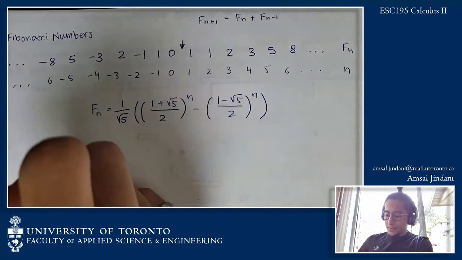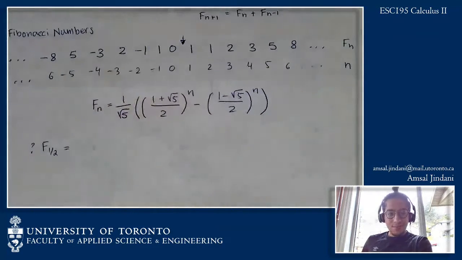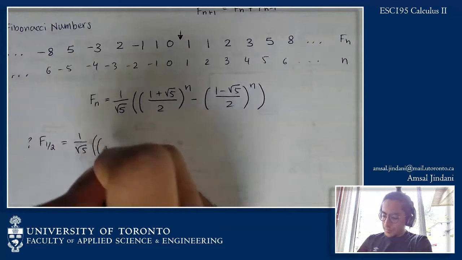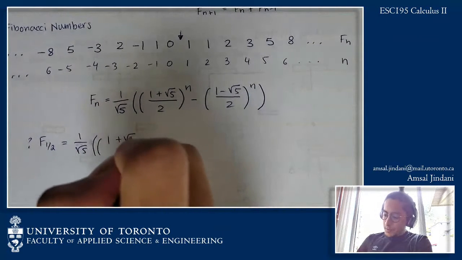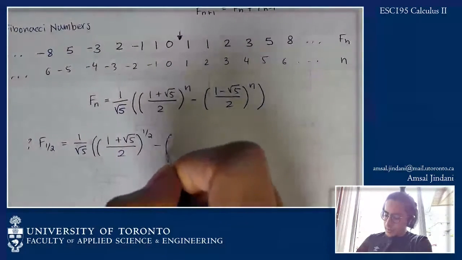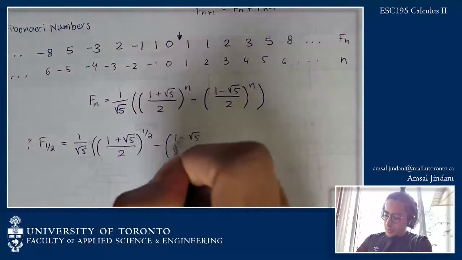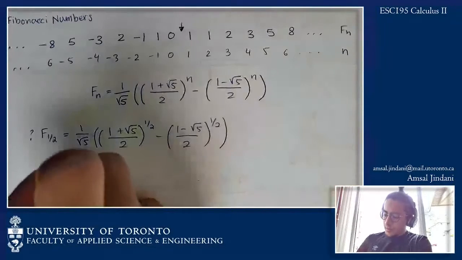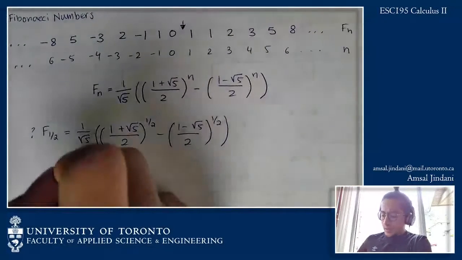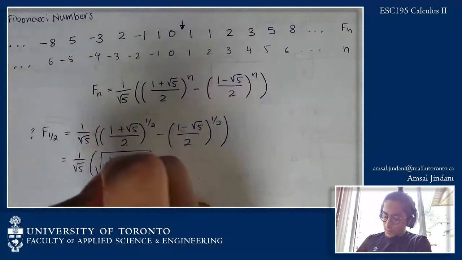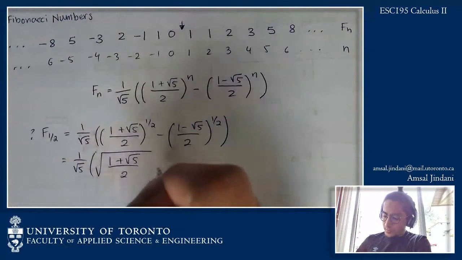So f of 1 over 2, this is already kind of questionable. What is this? It is 1 over root 5, ((1 plus square root of 5) over 2) to the power half minus ((1 minus square root of 5) over 2) to the power half. And now things to the power half are just square roots, right? So I can just do the square root of this.